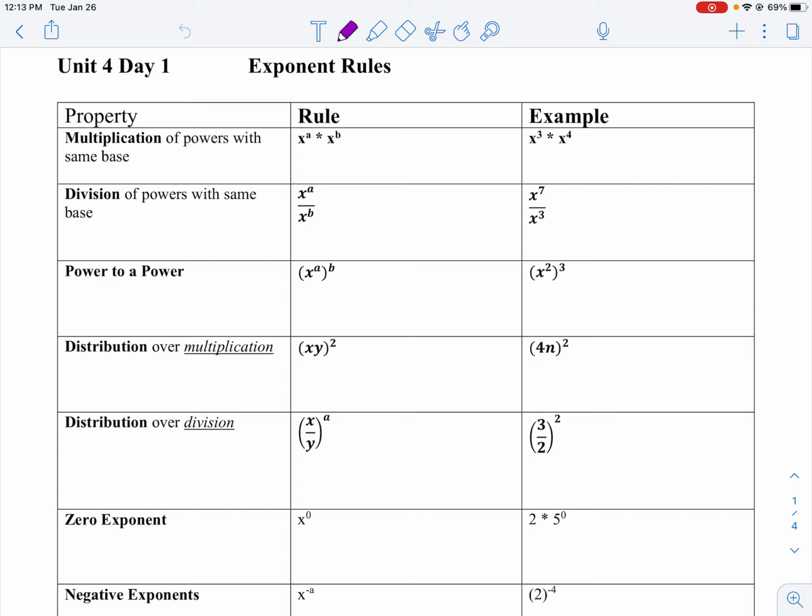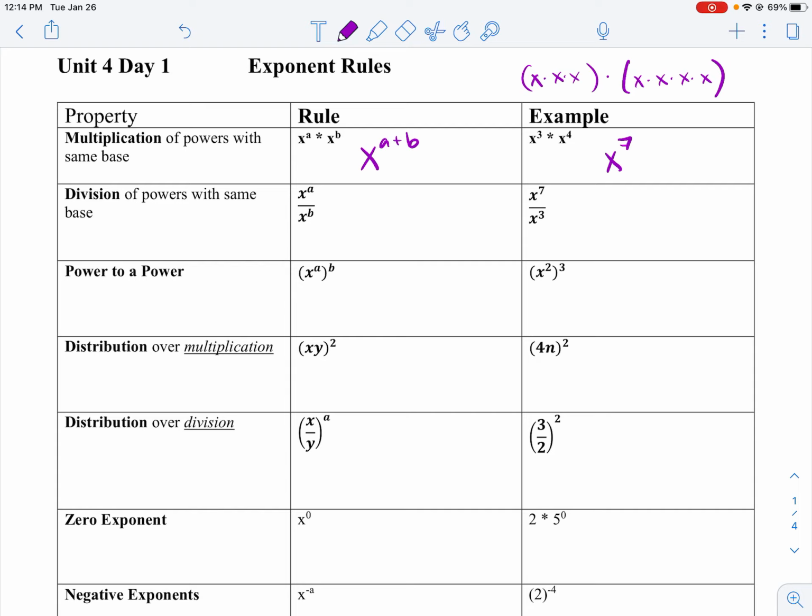When you have the same base, we just add the exponents. Over here, we have x cubed times x to the 4th, and that's just x to the 7th. If you think about it, because we don't know what x is, we're basically counting how many x's we see. We see 7, and that's why we add them up.